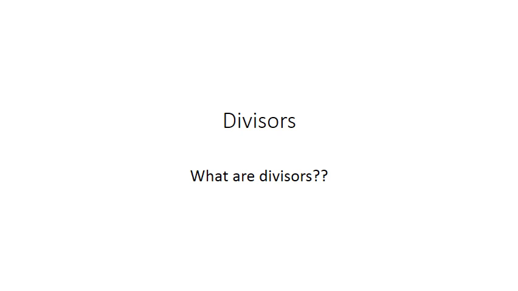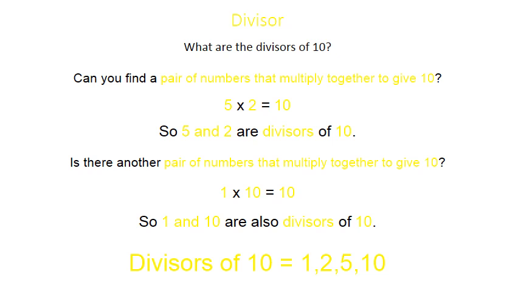So we have to list the divisors of a certain number. First of all, I'm going to list the divisors of 10. So the first question I ask myself is, can I find a pair of numbers that when I multiply them together, the product is 10? Well, actually there are 5 times 2 equals 10. Okay? So we can say that 5 and 2, both of them are divisors of 10.